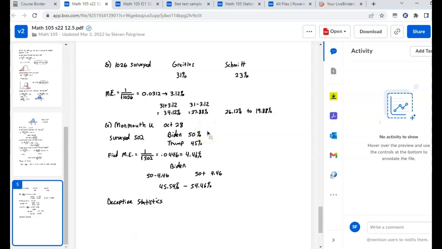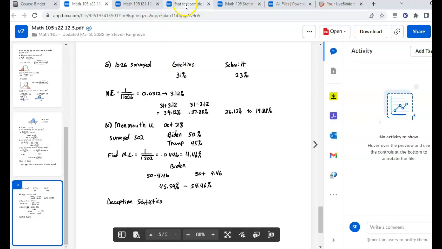We also talked about deceptive statistics. That's not directly on your test. You have that on some homework questions. So that's all that we'll be doing with the deceptive statistics. I just want you to be aware of that mostly rather than testing you directly on that.